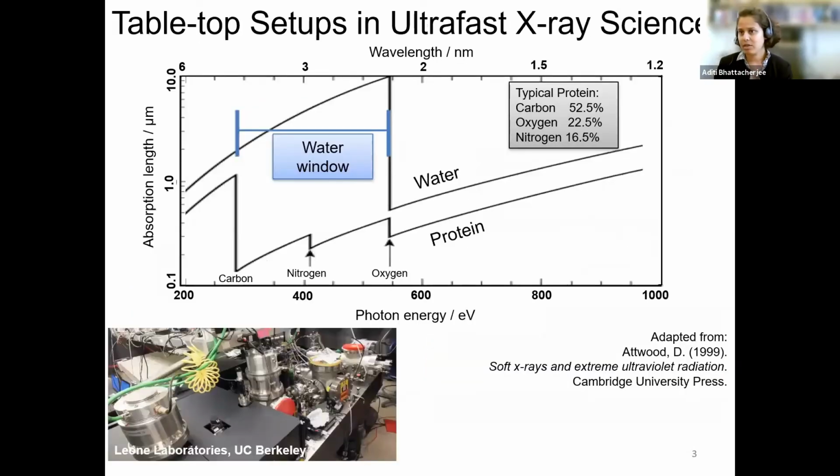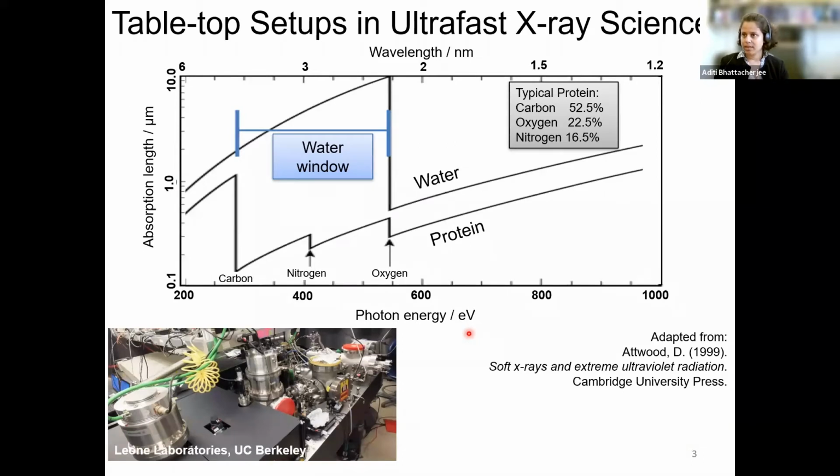But tabletop experiments have advanced as well, primarily lured by the so-called water window region. This is a region of the soft X-ray spectrum between 280 electron volts and 550 electron volts, which contains the 1s absorption edges of carbon, nitrogen, and oxygen, which are the fundamental building blocks of life. An added advantage is that water is transparent in this region, meaning that you can measure the X-ray spectroscopy of a number of samples in the water window region, all the way up to 550 electron volts, which is the 1s absorption edge of oxygen.